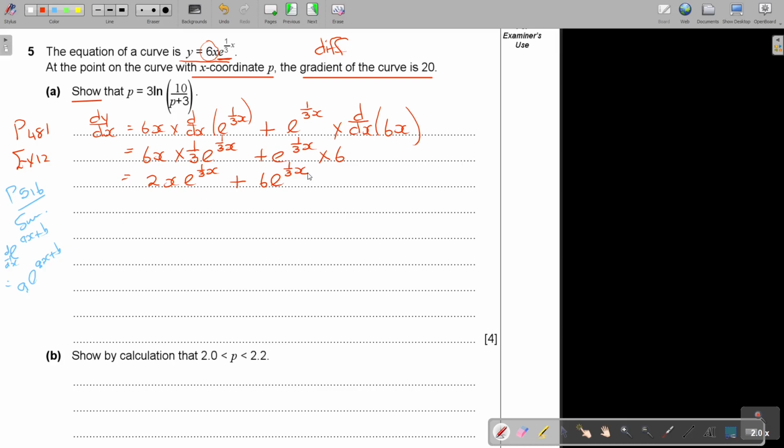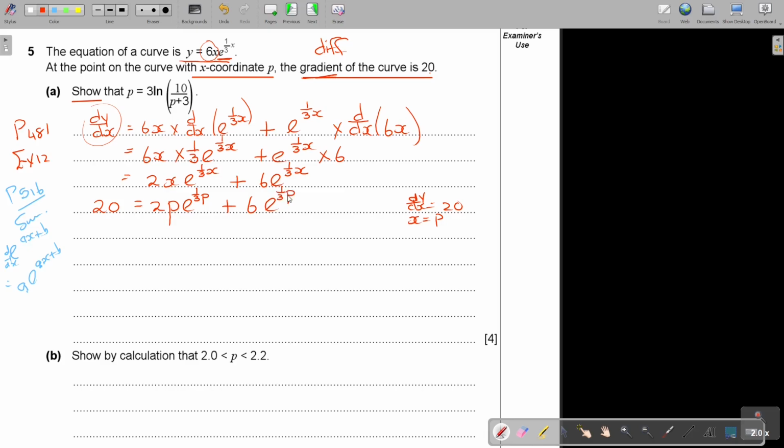Okay, now this equation is differentiated, but they said the gradient, because that's the gradient, is equal to 20. So let's put, meaning dy over dx is equal to 20. So I put the 20 there, and I'm just rewriting it. But also, don't forget, the x coordinate is p. So I put x is equal to p. So I'm going to have 2p e to the 1/3 p plus 6e to the 1/3 p.